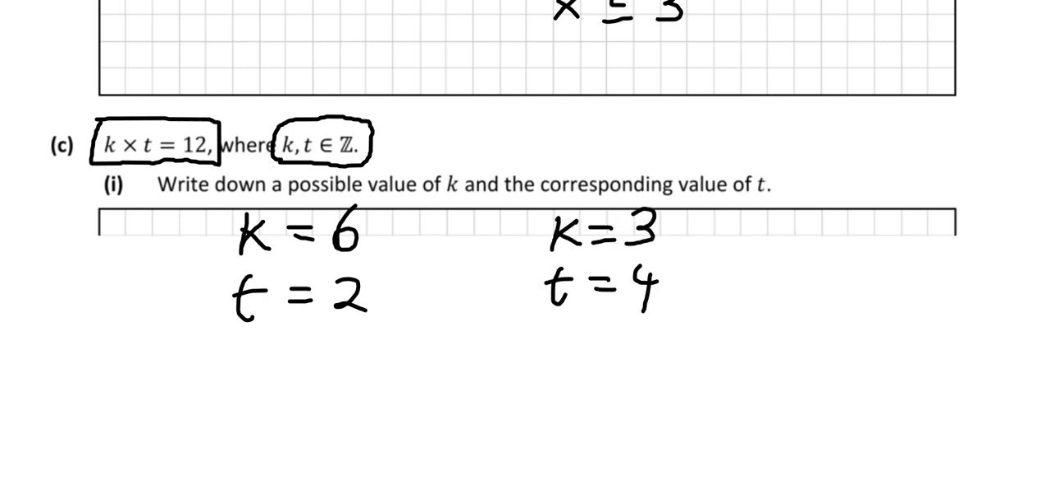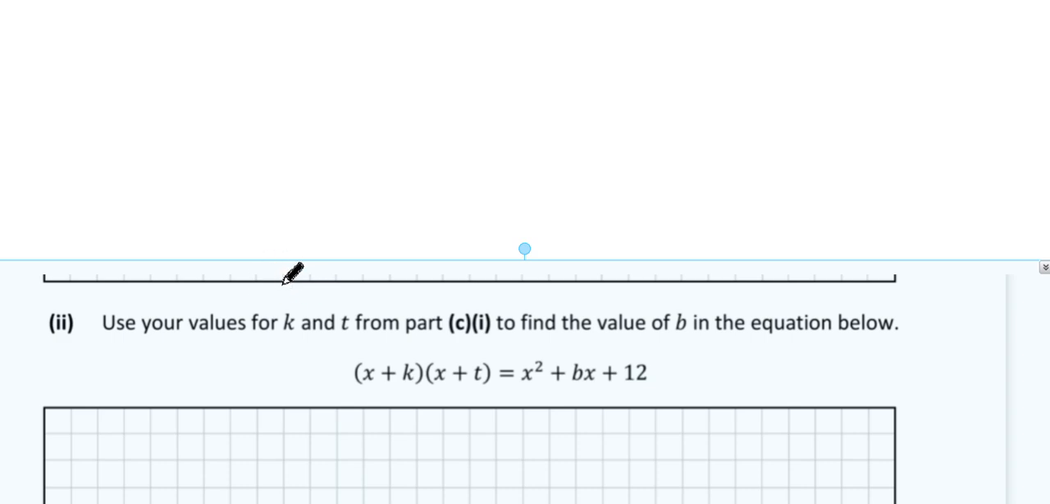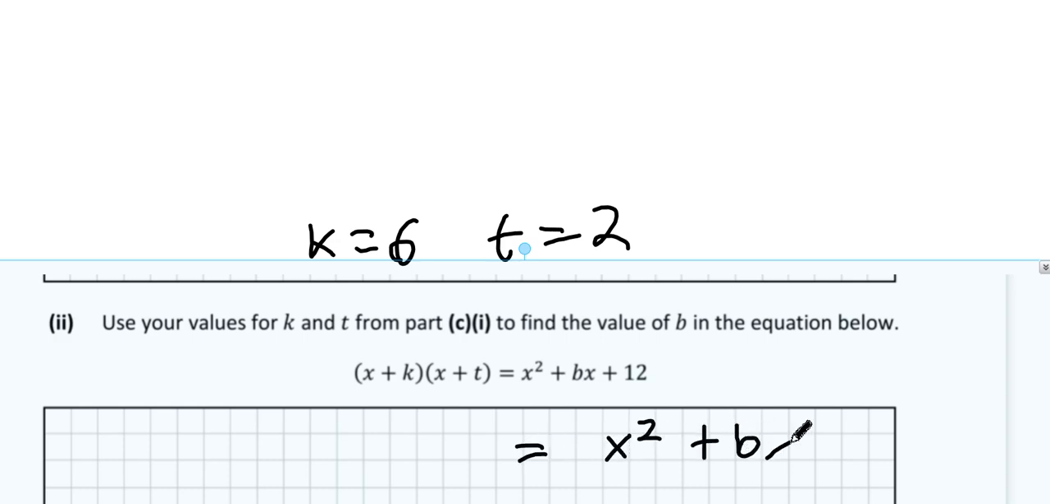Use your values for K and T in C part 1. So what did we say? 6 and 2 initially, did we? Yeah. Okay. What would be a good way of attempting this question, could you tell me? But look at the left hand side. It says you should use your values. So what does that mean? So do x plus K and x plus 6.